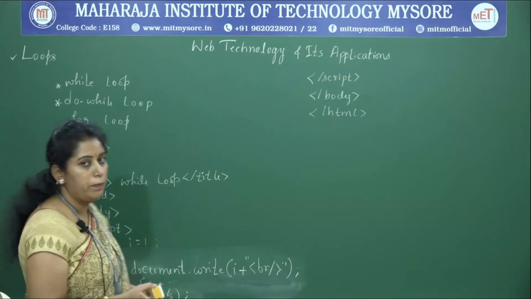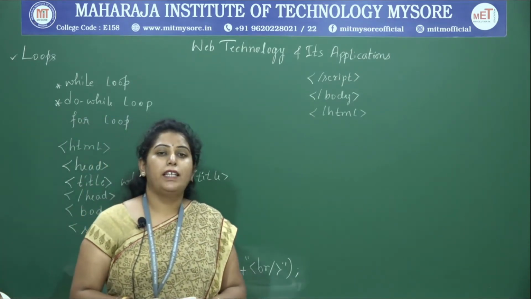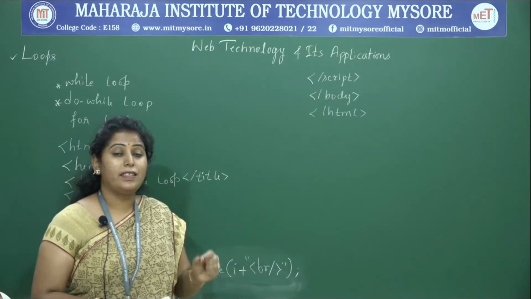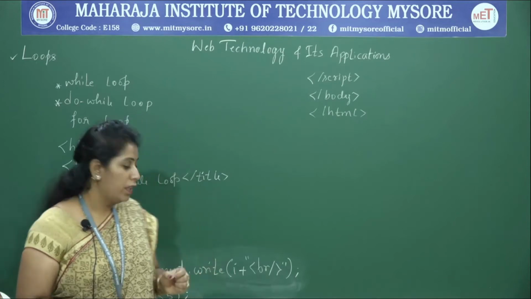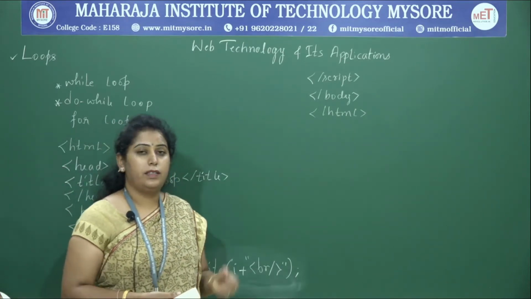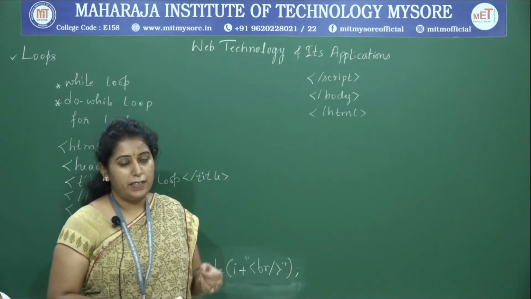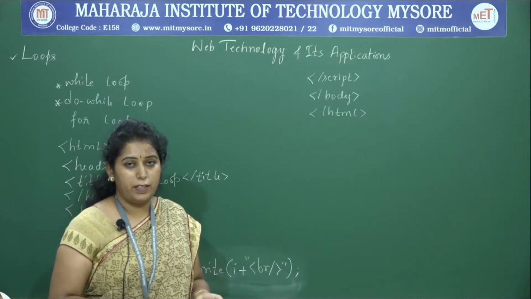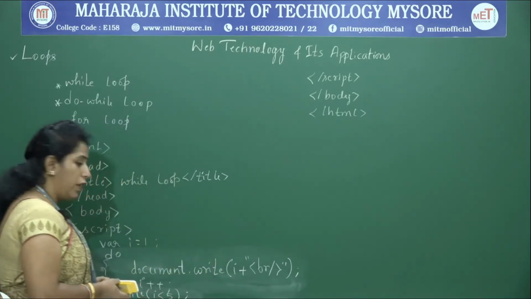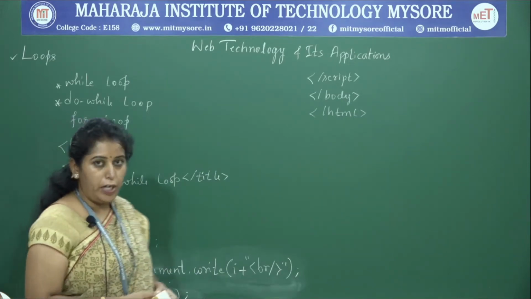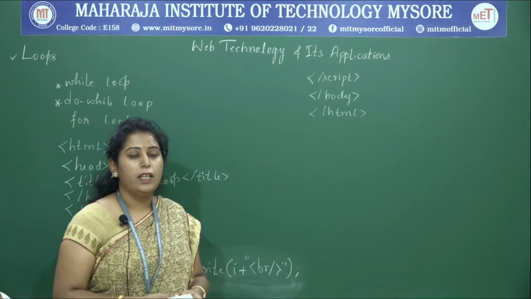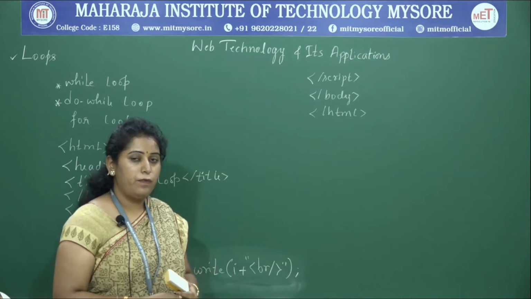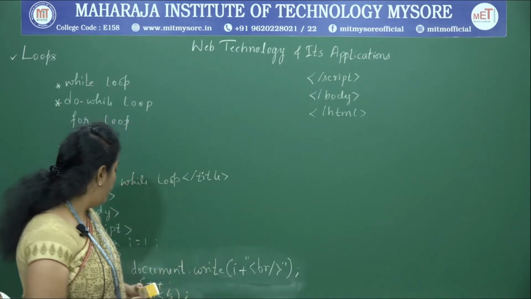Next is the for loop. What do you mean by a for loop? Using a for loop, a set of statements can be executed repeatedly, a finite number of times. In the for loop, we specify how many times the body of the loop has to be executed. That's why a for loop is used. If we know in advance how many times to execute the statements, we can prefer to use a for loop.